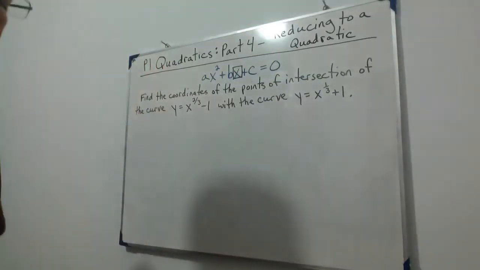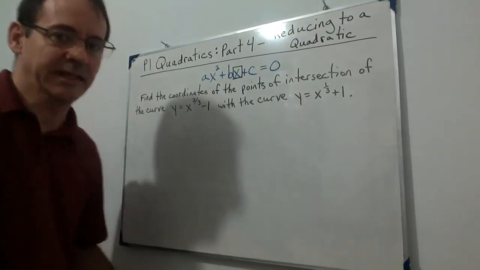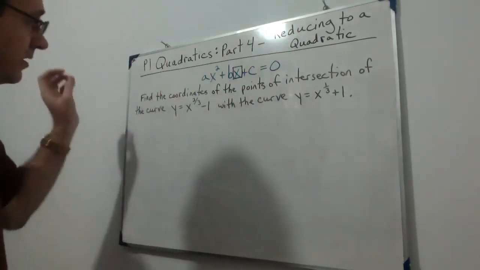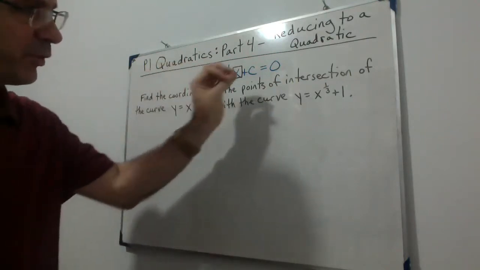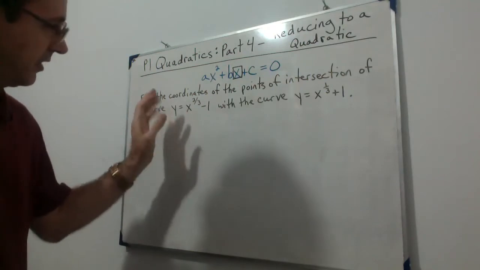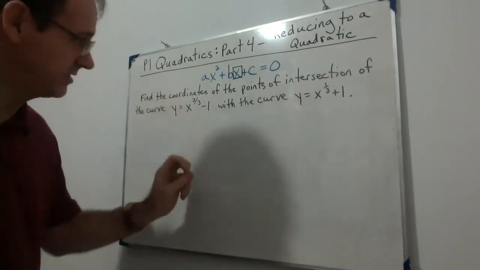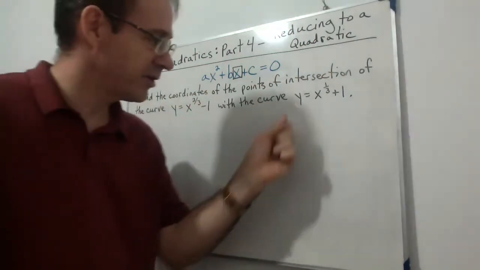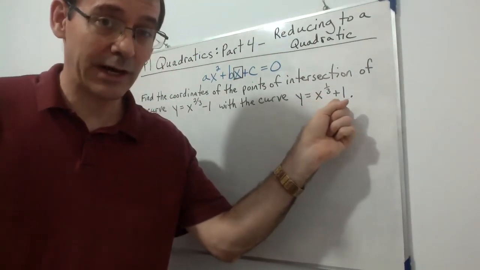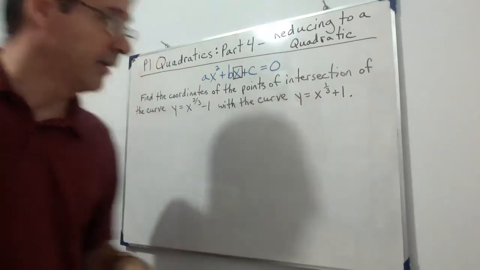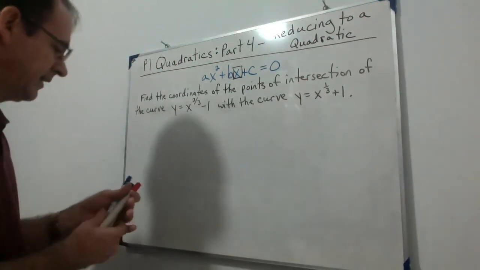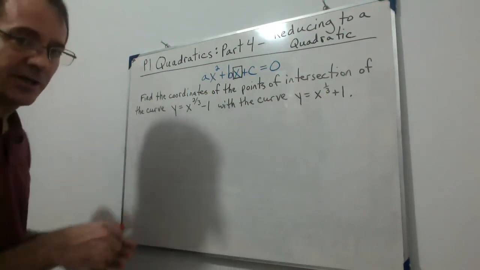Okay, here we go with a Cambridge type question for this reducing to a quadratic idea. It says, find the coordinates of the points of intersection of the curve y equals x to the 2/3 minus 1 with the curve y equals x to the 1/3 plus 1. Wow, that looks scary. Well, first thing that you should recognize is, let's look at our question.